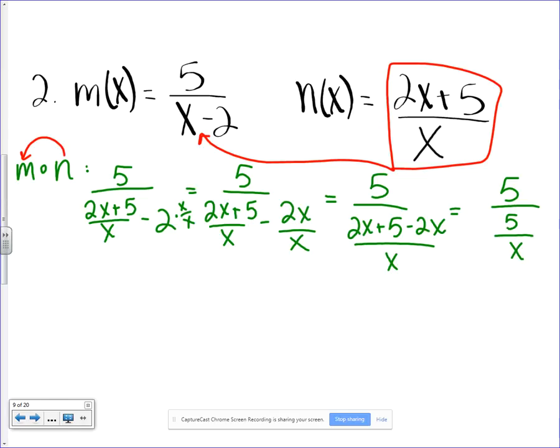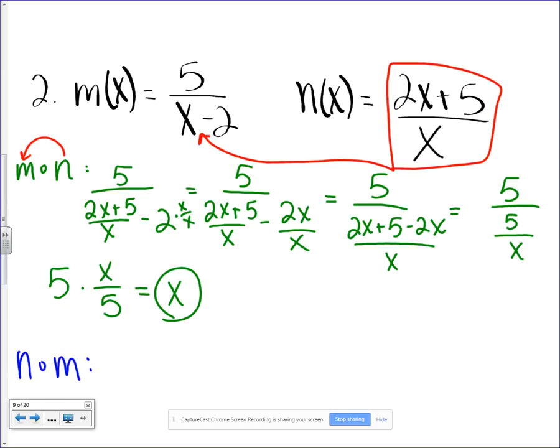Looks like that. If I multiply by the reciprocal, it looks like that. The 5's will cancel, and I come down to just an x. That's good. That's what I want. But now I need to check the other one.